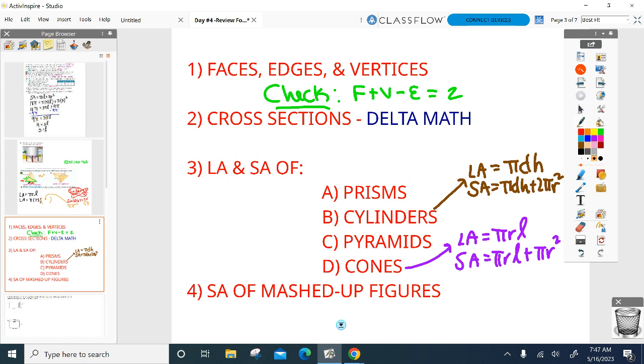I don't have a formula for you for prisms and pyramids, remember? For prisms, lateral area, you take the bases off, find the area of the rectangles and add them up. Surface area, you put the bases back on. Same with the pyramid, except now they're triangles.